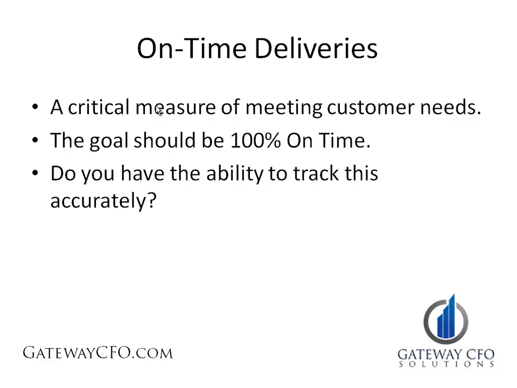Another critical number to monitor for a production environment is on-time delivery. It's essentially one of the biggest measures of meeting customer needs. If you're not delivering on time, then your business will suffer. The goal should certainly be 100% on-time delivery. Why would you settle for anything less? And make sure you're tracking it. You need some sort of a mechanism within your project management system to say, this is when we ship the product versus this was the due date. And then you can track whether or not you're shipping on time.